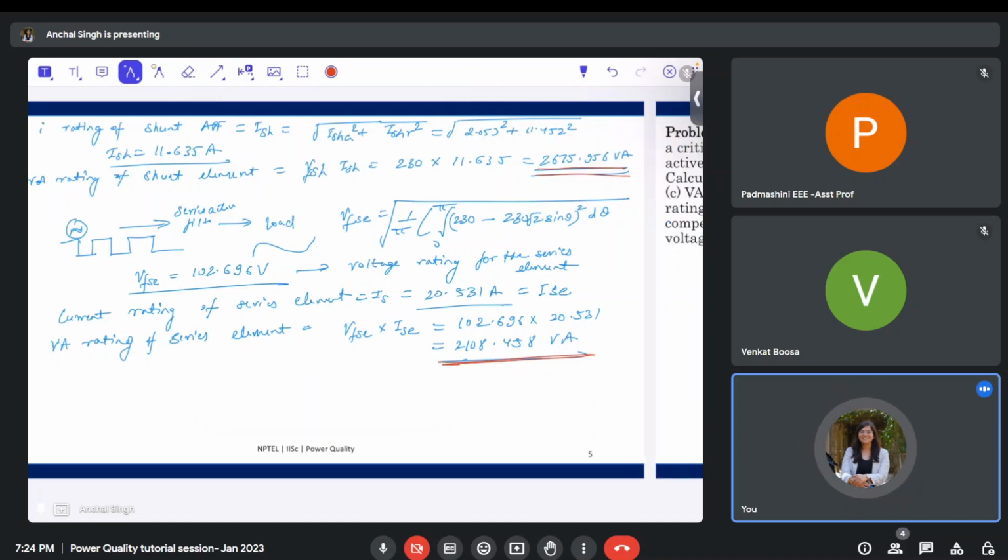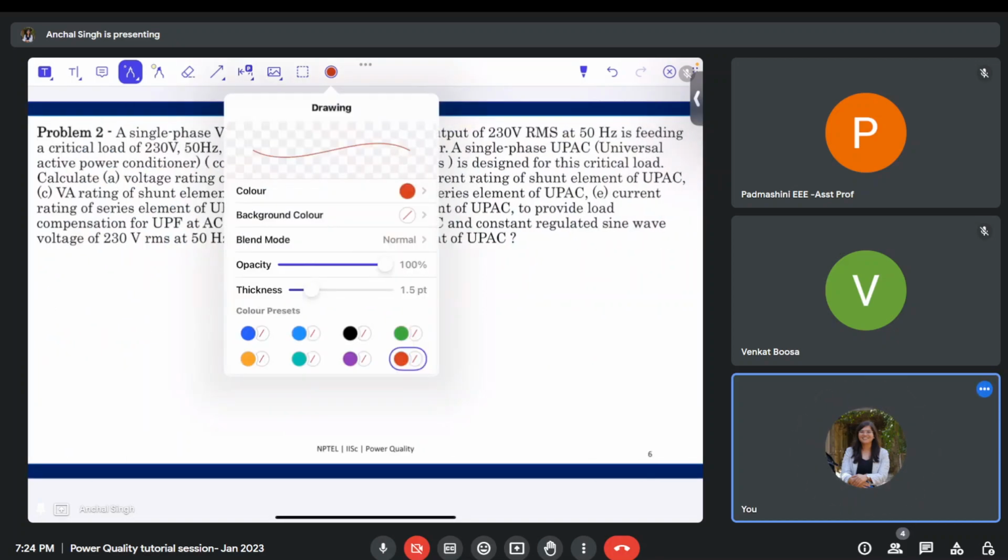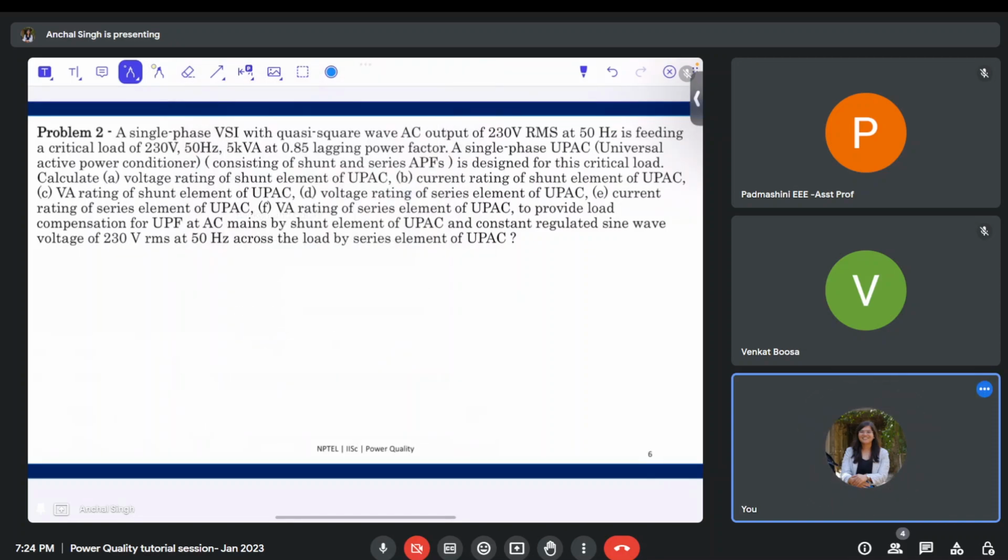So let us move on to the second problem for the day. In the second problem, we are given a single phase voltage source inverter with quasi square wave AC output. Now the AC output is not square wave, it's quasi square wave now. The magnitude of this quasi square wave is 230 volts RMS at 50 hertz, and it is feeding a load which is again 230 volt, 50 hertz, 5 kVA and 0.85 lagging power factor. The load is still the same, only the supply has changed from square wave to quasi square wave.